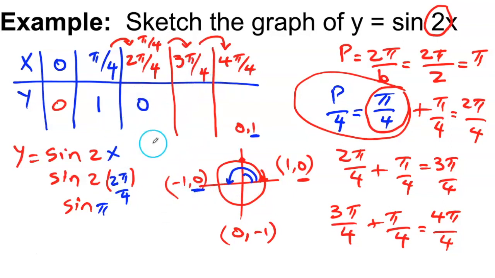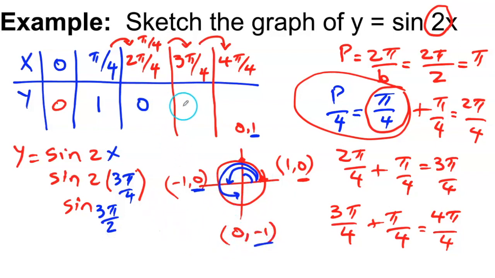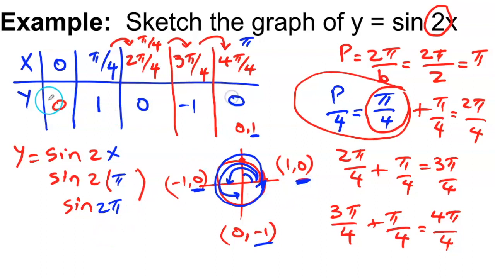Next value, let's plug in the 3 pi over 4. Simplify this, it is going to give me 3 pi over 2. 3 pi over 2 is right here, and my sine is negative 1. My answer is negative 1. Last but not least, 4 pi over 4. But 4 pi over 4 is the same as pi, so let's bring pi over here. 2 times pi is 2 pi, and on my circle, I'm going all the way around it. My sine is 0 again. So that's how I find those points.